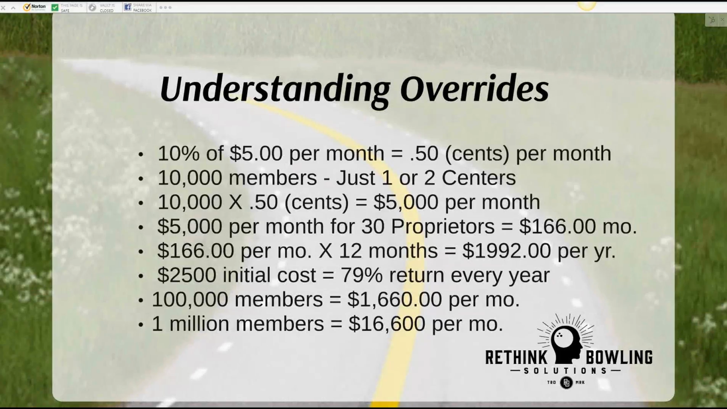Now, let's understand the overrides for Michigan real quick. So we talked about $5 per month. 10% override for a Michigan proprietor equals 50 cents per month. Let's say we were to get 10,000 members, which you can do with just 1 or 2 centers. Now, remember this, we've talked to a lot of bowling centers that have 10,000 people in their database alone with old techniques. Maybe the customer has to register, maybe the employees have to do it.